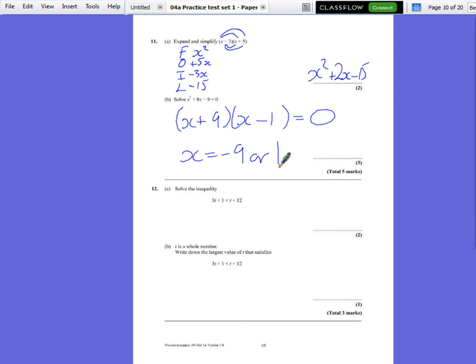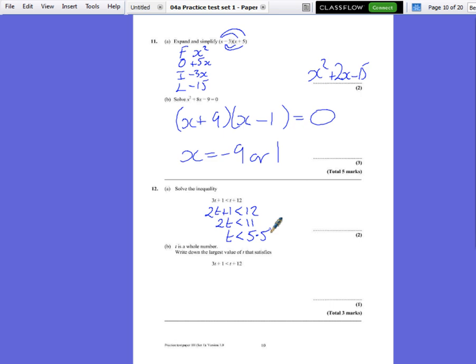Solve the inequality 3t plus 1 is less than t plus 12. Just solve this in the same way as a normal equation. Take the smallest amount of t's off both sides. So you get 2t plus 1 is less than 12. I then want to take 1 off both sides, so I get 2t is less than 11, and then divide by 2, t is less than 5.5.